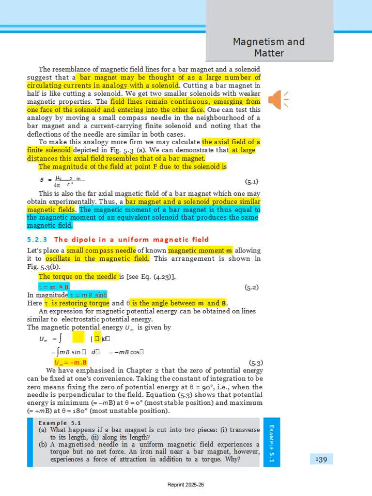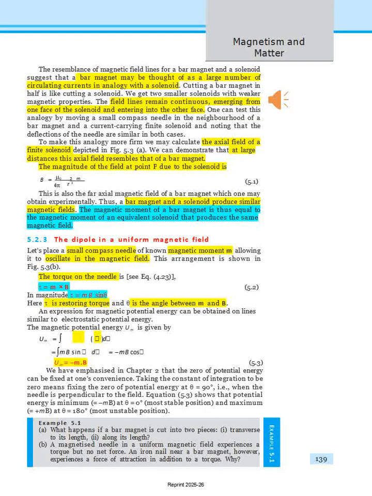Cutting a bar magnet in half is like cutting a solenoid. We get two smaller solenoids with weaker magnetic properties. The field lines remain continuous, emerging from one face of the solenoid and entering into the other face. One can test this analogy by moving a small compass needle in the neighborhood of a bar magnet and a current-carrying finite solenoid and noting that the deflections of the needle are similar in both cases.